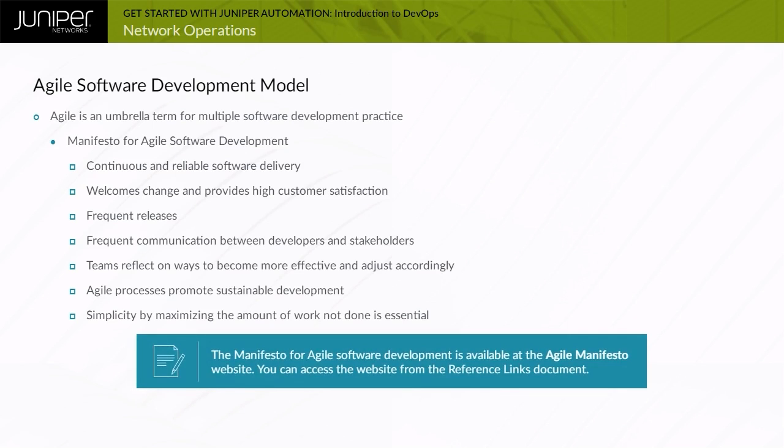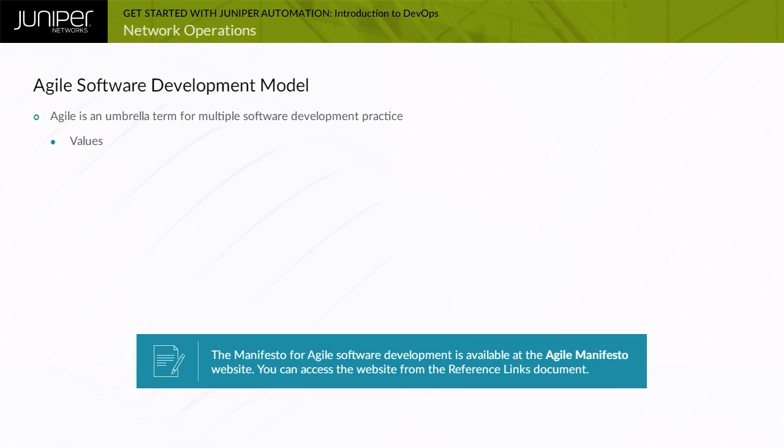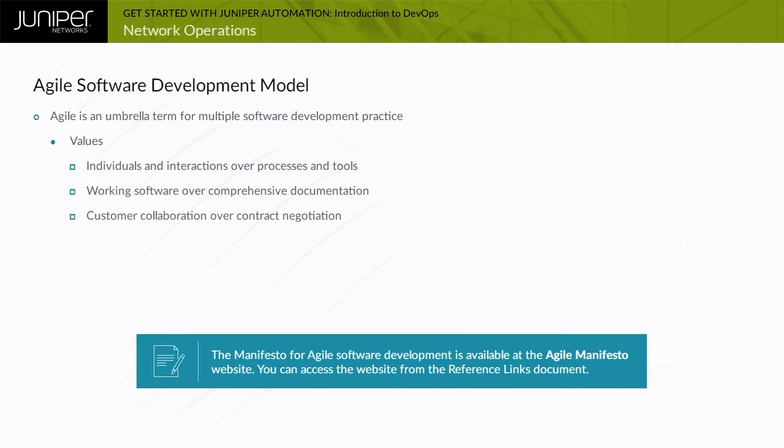The Manifesto for Agile Software Development is available at the Agile Manifesto website. You can access the website from the reference links document. The Agile Software Manifesto formulated the main values of Agile, such as individuals and interactions over processes and tools, working software over comprehensive documentation, customer collaboration over contract negotiation, and responding to change over following a plan.